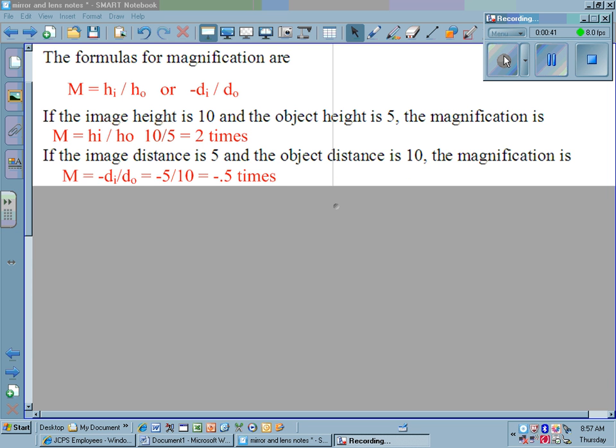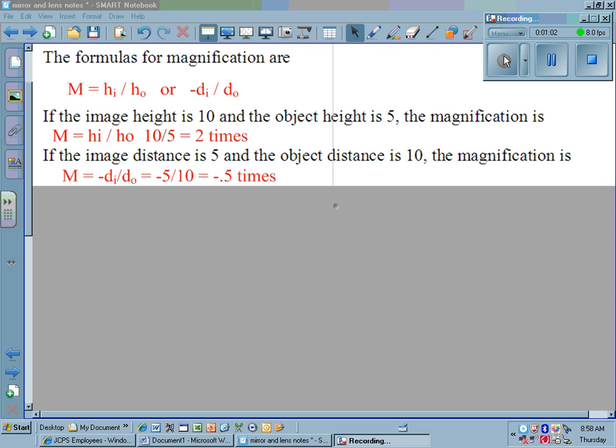Hi ho, hi ho. Now, the image distance in this case is 5, and the object distance is 10, so you can also use negative di over do. So you put the negative 5 in for the di, the 10 for the do, and you get a negative 0.5. Now, what does the negative mean? It's upside down, very good, or inverted for the big words. And 0.5 means it is smaller.